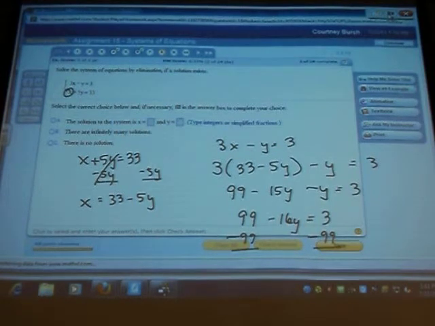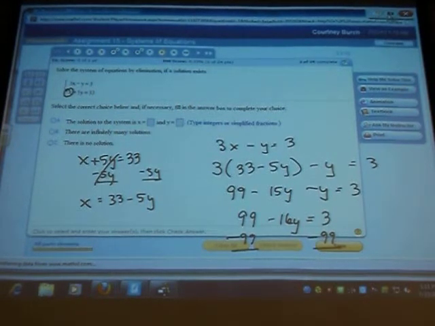Alright, so I'm out of space here. You guys work on your problem. Practice. If you need to refer to mine up here, you can refer to that.